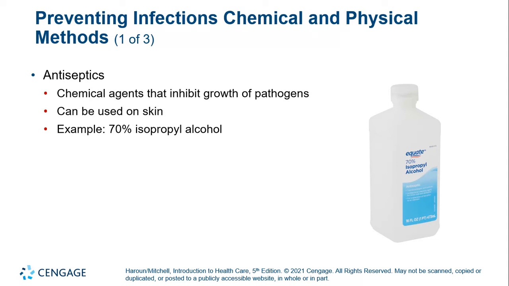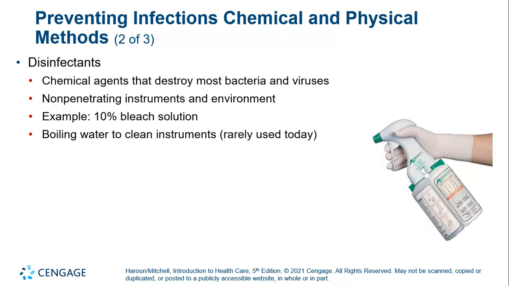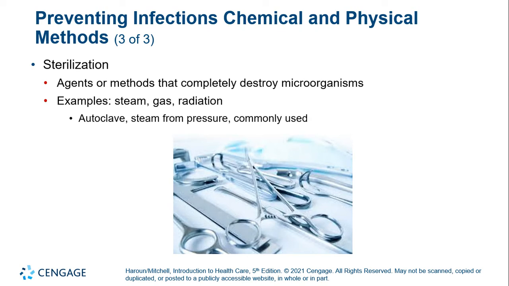Antiseptics are chemical agents that inhibit the growth of pathogens. They can be used on skin. An example is isopropyl alcohol. Disinfectants destroy most bacteria and viruses. An example of a disinfectant is 10% bleach solution, and also boiling water. Sterilization completely destroys microorganisms.